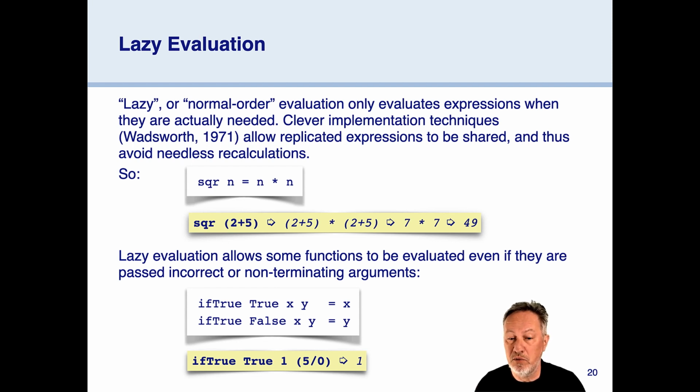So if true looks at true and x and says, oh, I should return x. It doesn't even look at y. It doesn't try to evaluate it because it doesn't need it. It just throws it away. So this is perfectly well defined in a lazy language. In a strict language, this would raise an error.